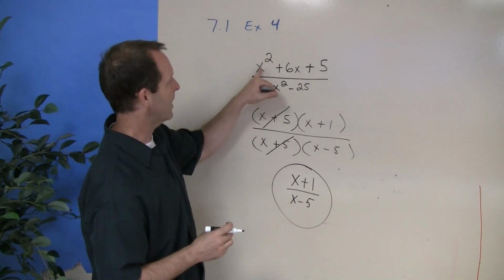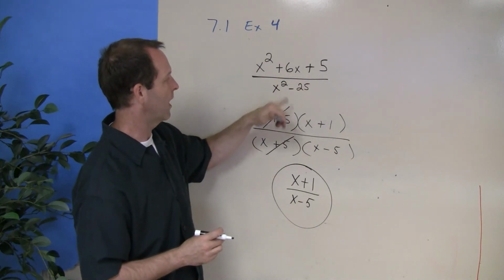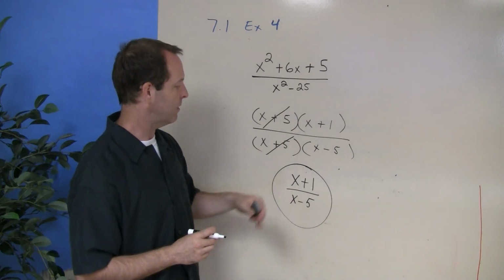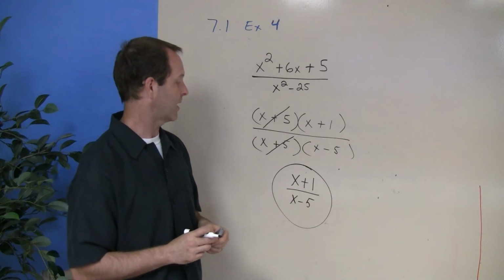So once again, x squared plus 6x plus 5 over x squared minus 25. If I were asked to simplify that, it would simplify down to x plus 1 over x minus 5.